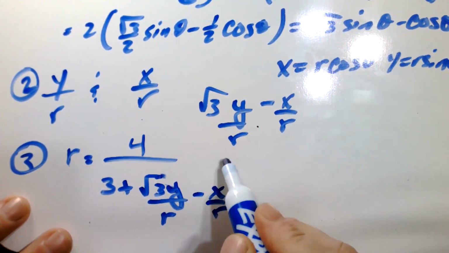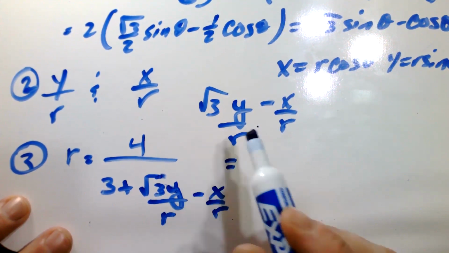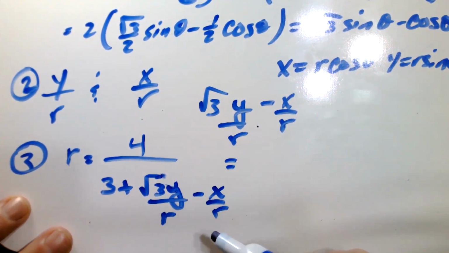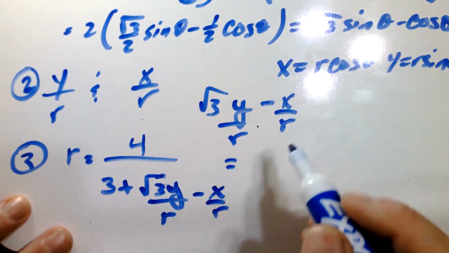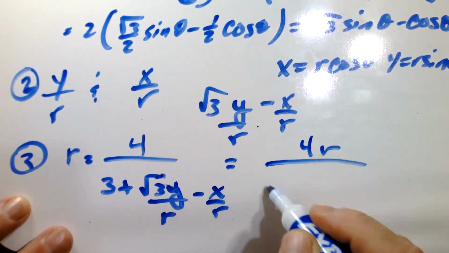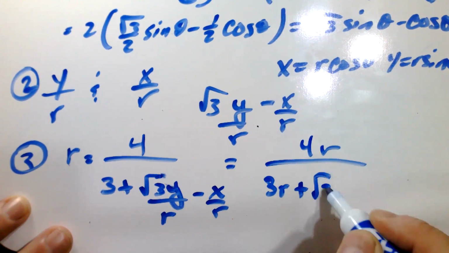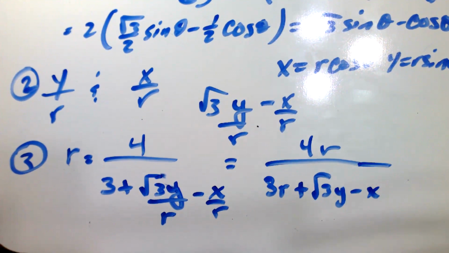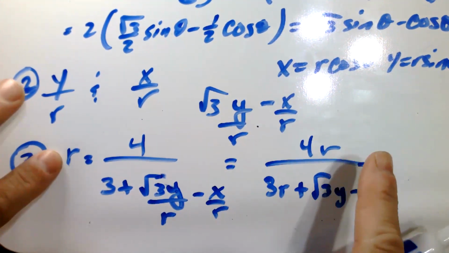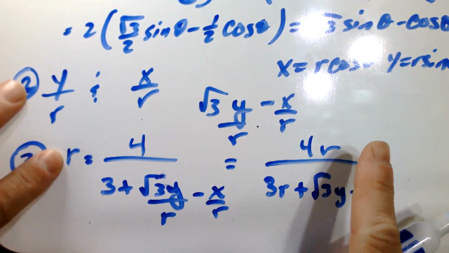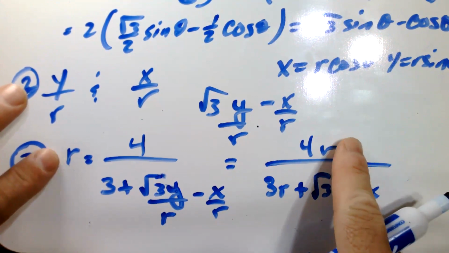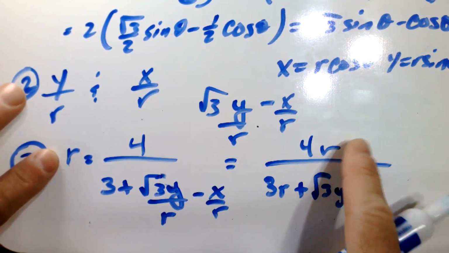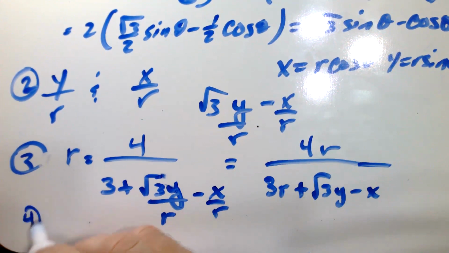Okay, and then if I multiply top and bottom by r, then I will get that this is 4r over 3r plus square root of 3y minus x. So that simplifies that calculation a little bit. And we have an r on this side here, so notice that I can divide out r's on both sides there, which is step 4.